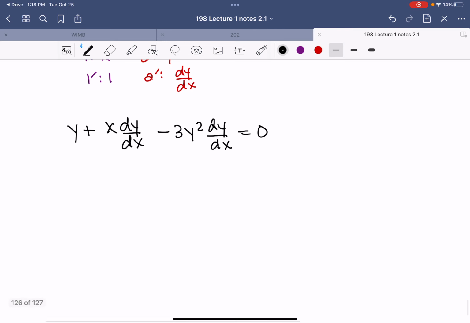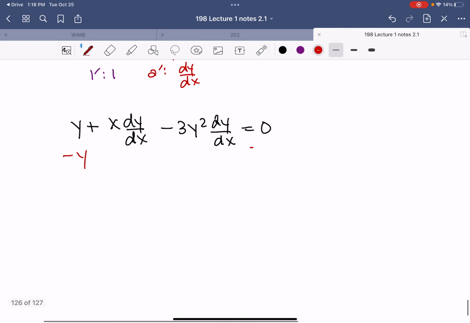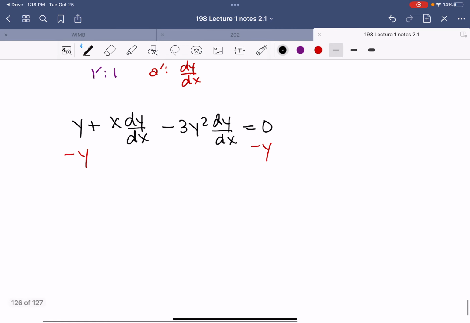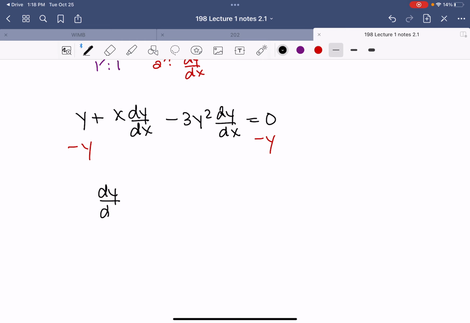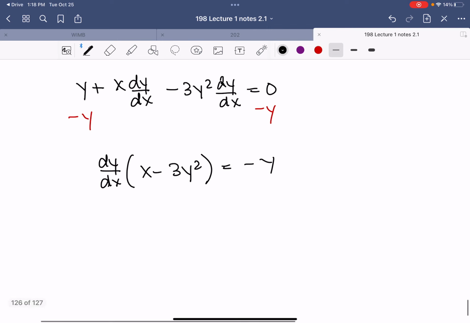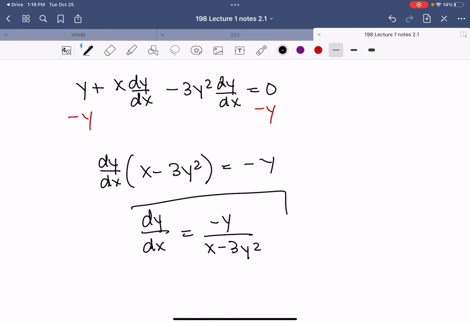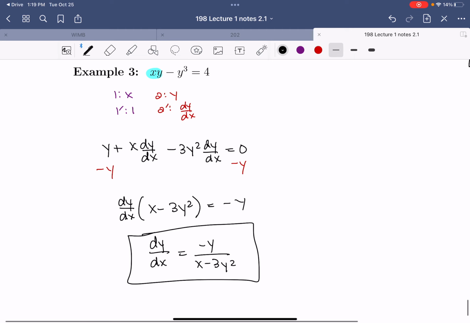From here, we're going to move that y to the other side. And I'm going to right away factor out the dy/dx just to keep things moving. So when I take the dy/dx out, I have x minus 3y squared. And on the right, I have negative y. And then we divide, so dy/dx is negative y over x minus 3y squared. Okay, so those are 2 examples where you've got product rule happening.